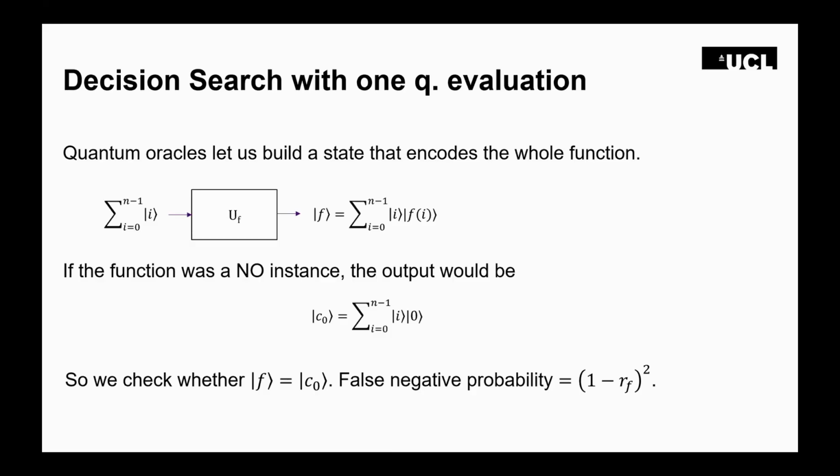So what we'll do is we use our one query to prepare a representation of the function. And we know what the state would be if the function was a no instance. Okay, so I'll say that all again. We have just set up this equality operation, and we're going to use it by first using the oracle to prepare a representation of our function, and then checking if that representation of the function is equal to the constant zero function.